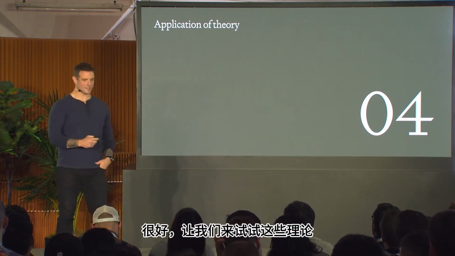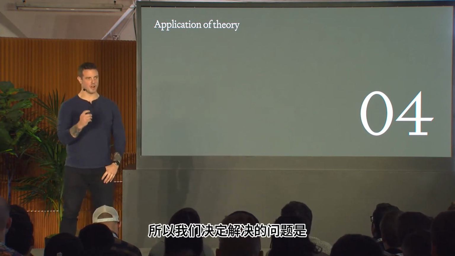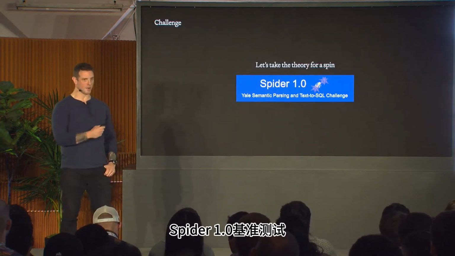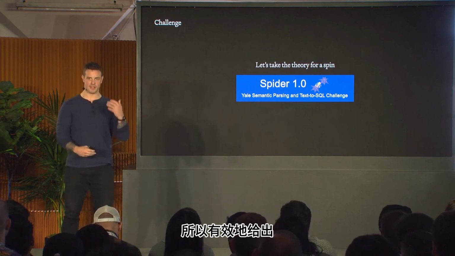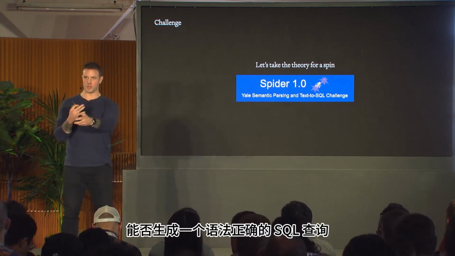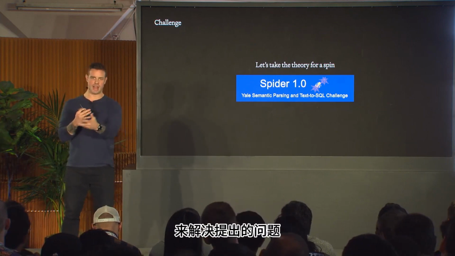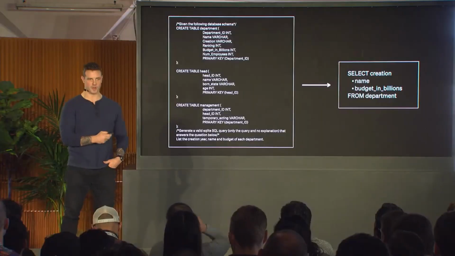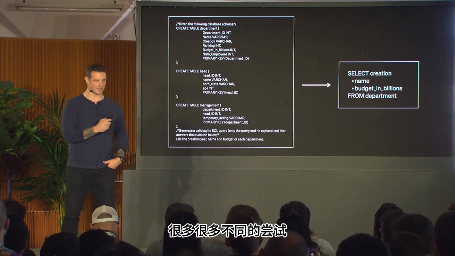Cool. Yeah, so let's take all this theory for a spin. The problem we decided to take on was the Spider 1.0 benchmark. Effectively, given a natural language question and a database schema, can you produce a syntactically correct SQL query that answers that question? An example looks something like this. Given this database schema and given this question at the bottom, can we produce that SQL query on the right? So classic problem, lots of different attempts on it.